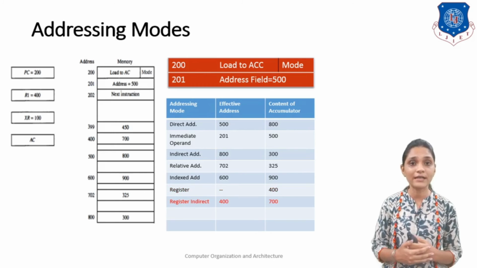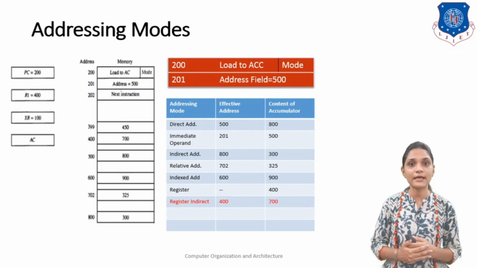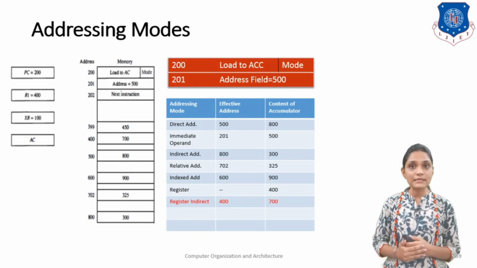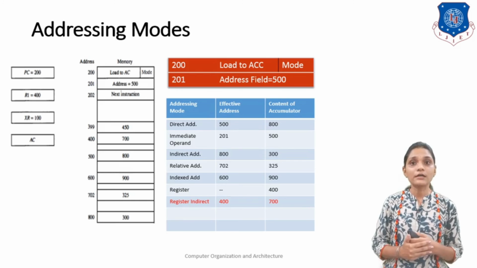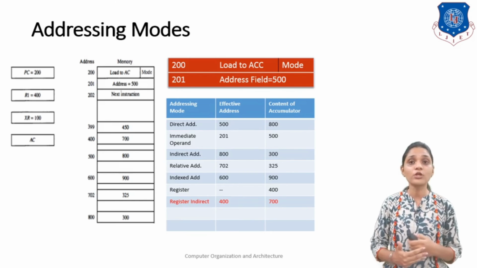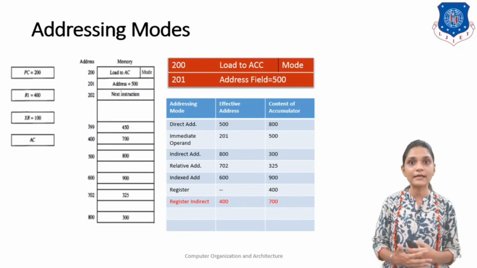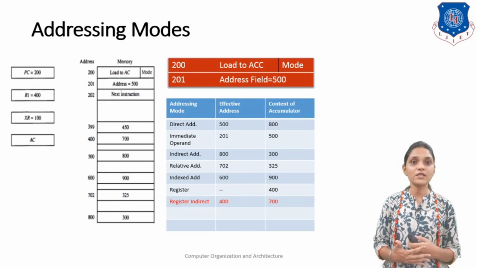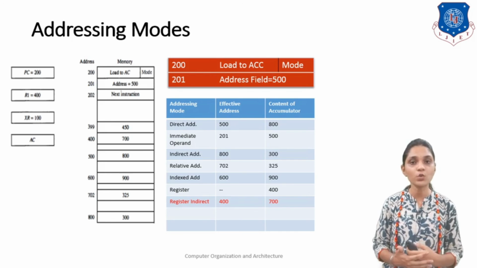Next is a register indirect addressing mode. In this addressing mode, register R1's content is going to be used as your address. So R1's content is 400. That means your effective address will be 400, and at that location 400 we have stored 700. That means your 700 is going to be stored into the accumulator by the end of this instruction.